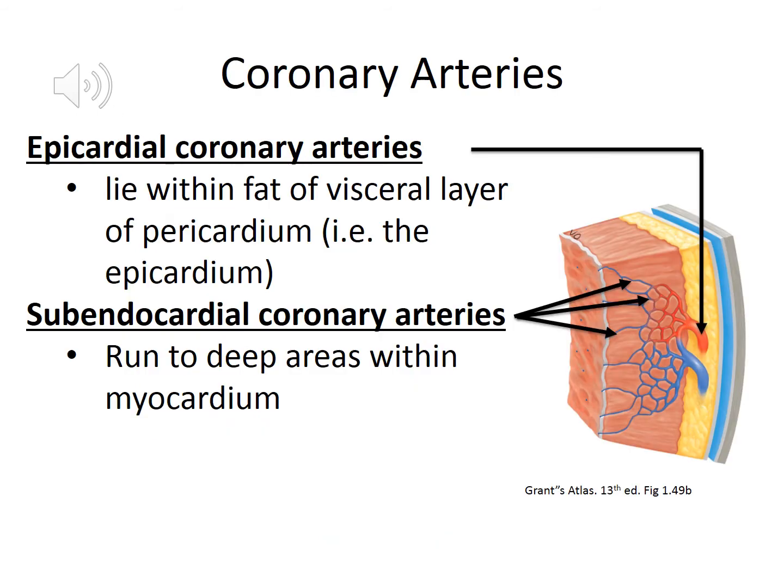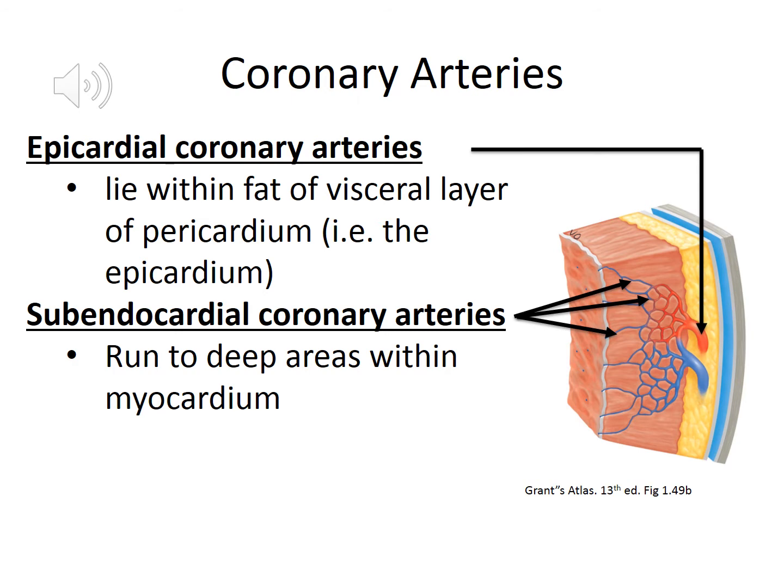So you can see here that the named coronary arteries that we'll talk about in just a moment actually lie within the fat of the visceral layer of the pericardium. That is, they lie within the epicardium, and then send little subendocardial branches into the actual heart muscle itself, or the myocardium.